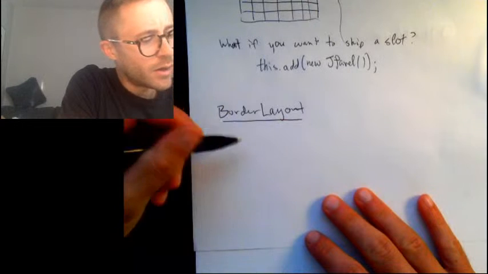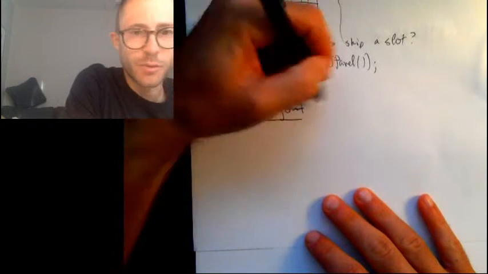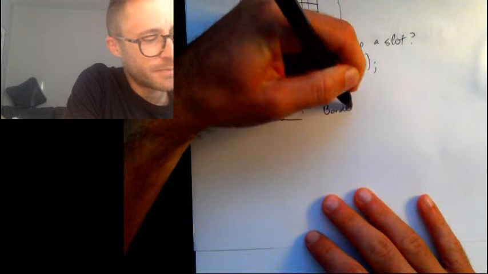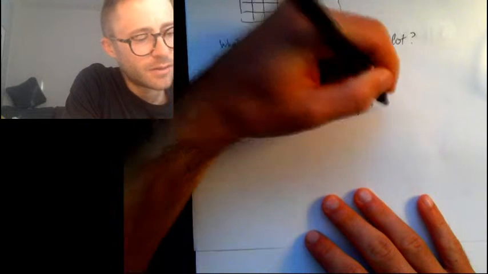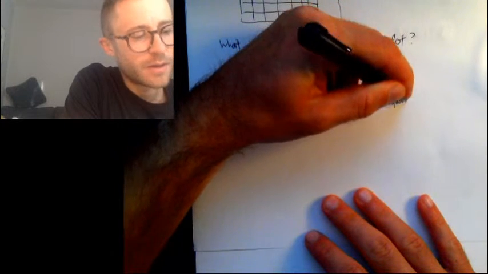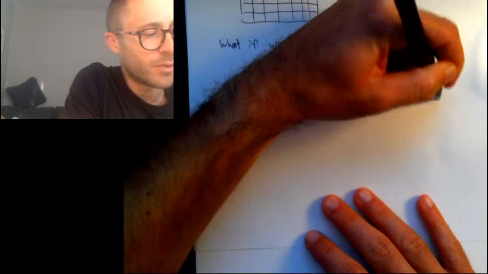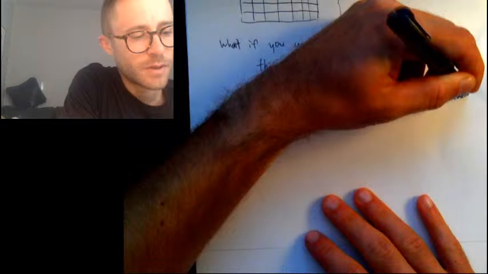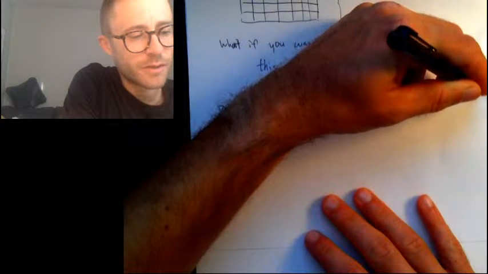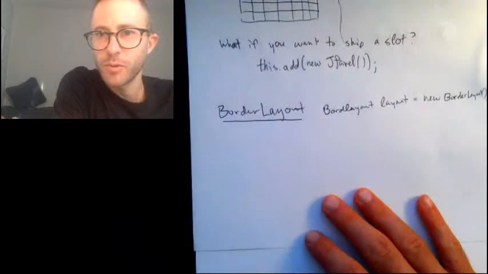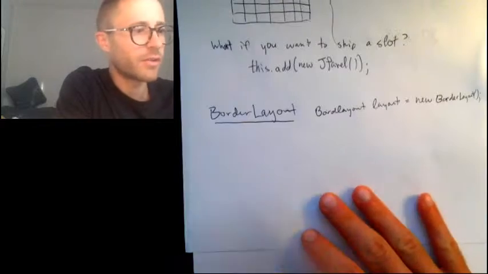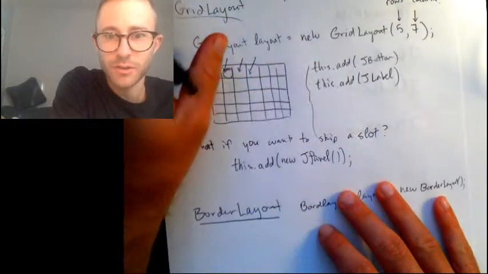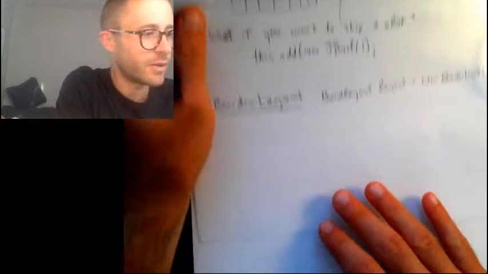So the border layout. If you want to declare a border layout, you just say BorderLayout equals new BorderLayout. And the constructor does not take any arguments for border layout. So it's not like the grid layout where you get to define how many rows and columns there are. It just sets it up.